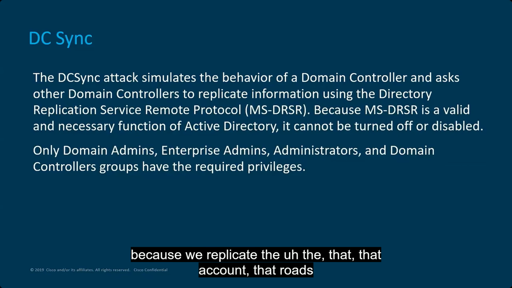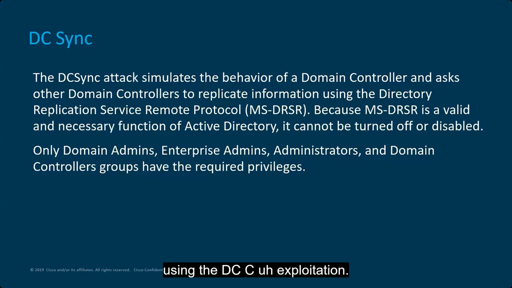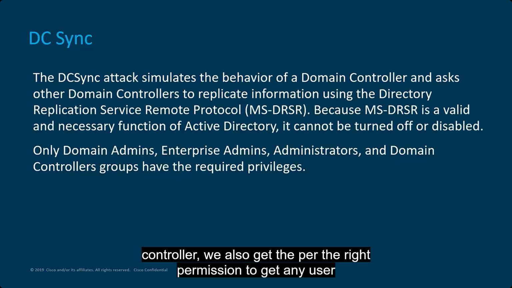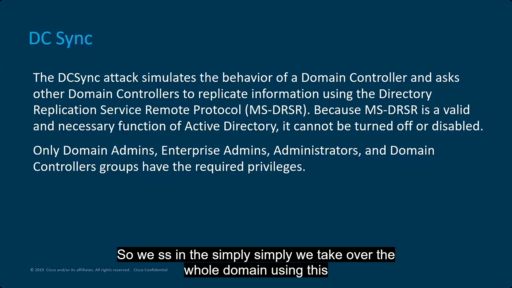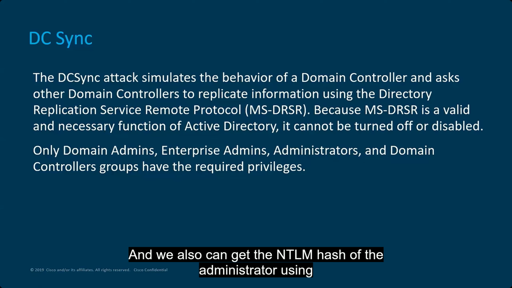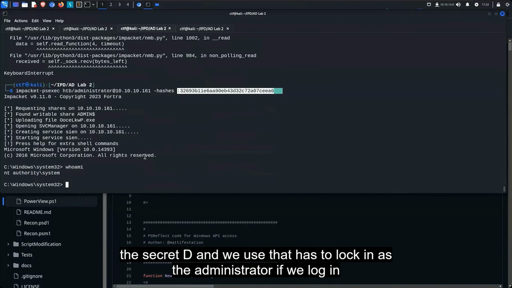Because we replicate that account, that root account that we created and assigned ourselves using the DCSync exploitation, it can replicate the whole domain controller. And if we can replicate the whole domain controller, we also get the right permission to get the information of any user in the domain. So we simply take over the whole domain using this DCSync permission attack, because we assigned it to ourselves in the roles, and we can also get the NTLM hash of the administrator using secretsdump, and we use that hash to log in as the administrator.